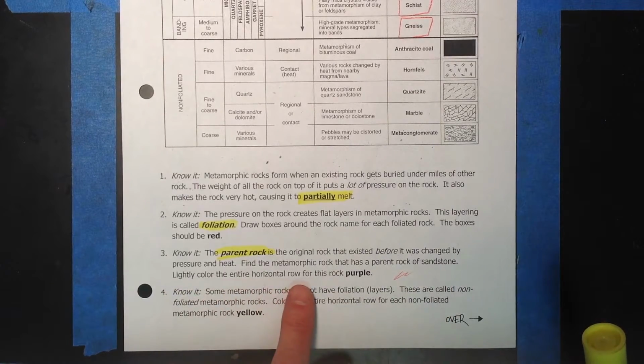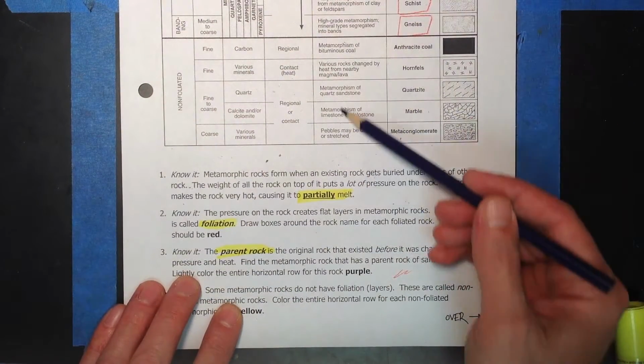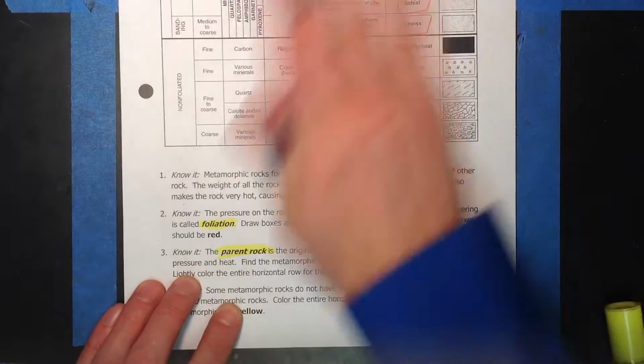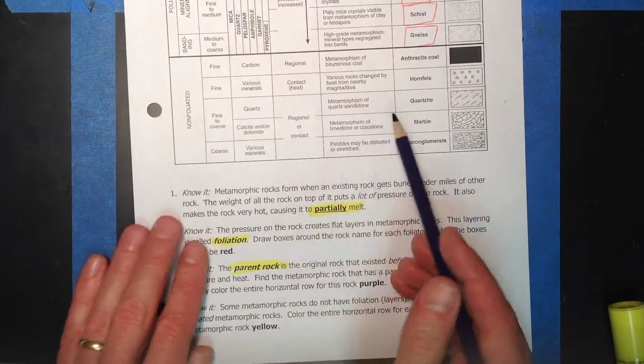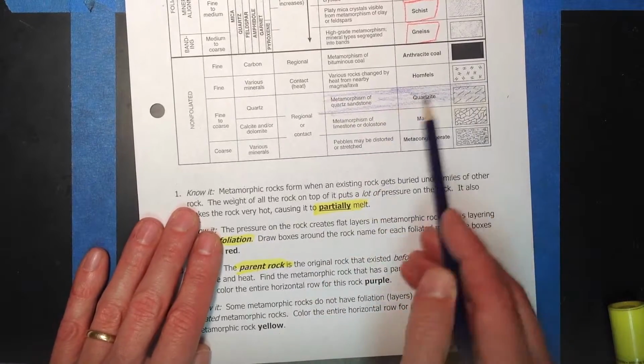Lightly color the entire horizontal row for this purple. So you would look right here. Where does it say that? Metamorphism of quartz sandstone. And sandstone, that's what it is. It's all quartz sandstone. And the whole horizontal row, purple, I would do it like this. This is purple.